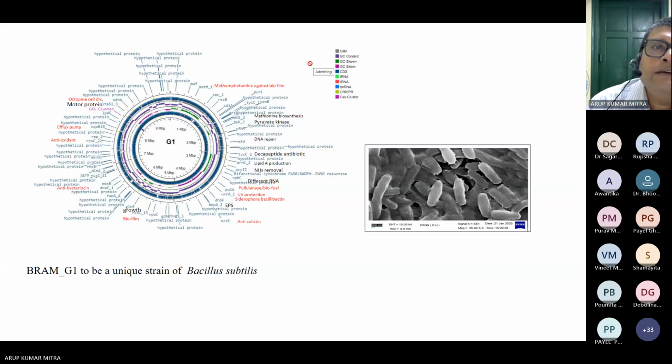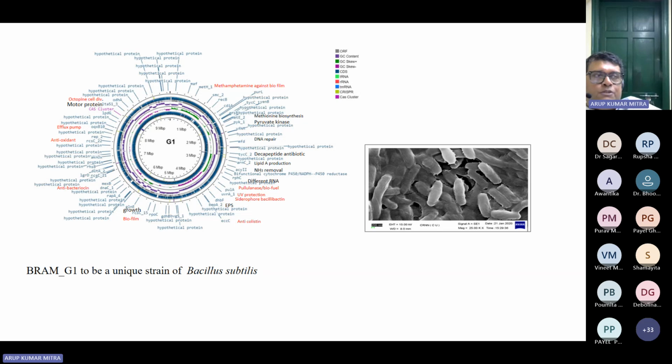Apart from that, they do have unique secondary metabolites like octopine production. They have methamphetamine, which can reduce biofilm, but very strangely, when they are producing their own biofilm, this particular gene was not functional. Apart from that, they did have a natural UV protection mechanism, and production of pullulanase, which is used in the production of biofuel.